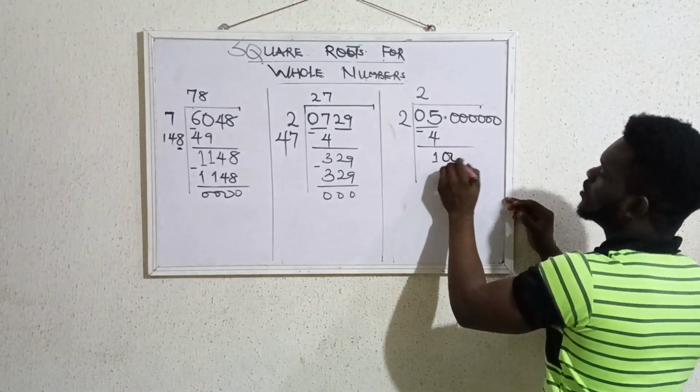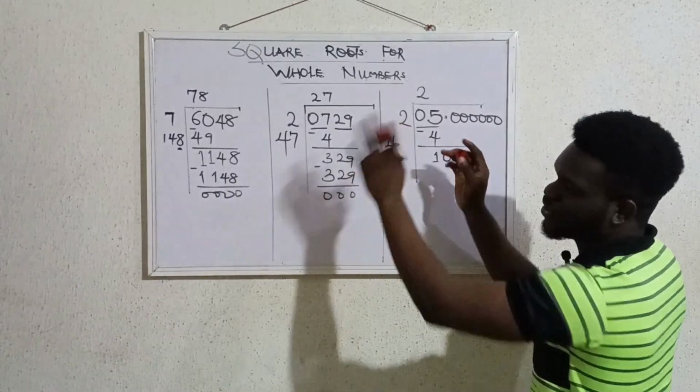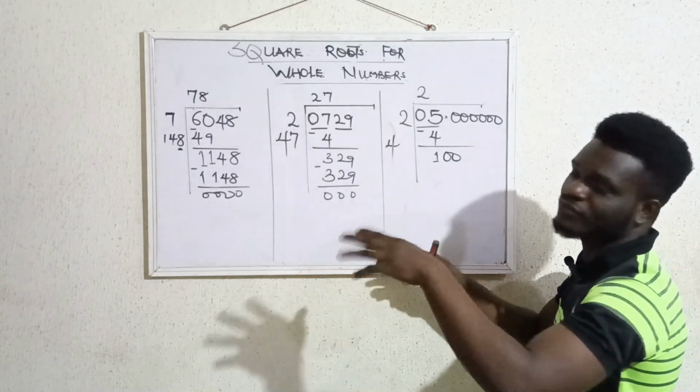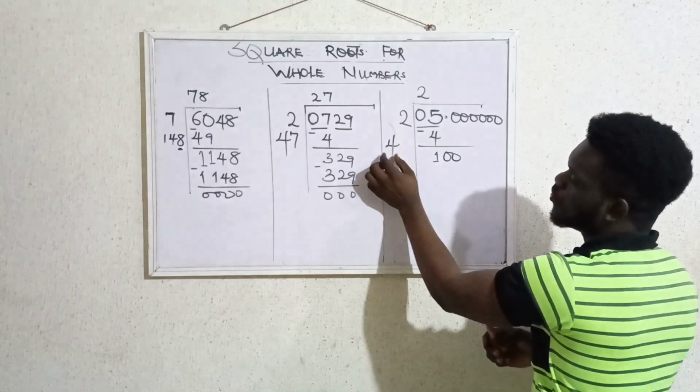Don't forget you are dropping 2 zeros. Then 2 plus 2, you have your 4. I've already explained that, that's why I'm in a hurry solving it. If you really understand it, you don't need to waste your time doing these things. Just know what to do and you are done with what you are solving. So we have your 4.